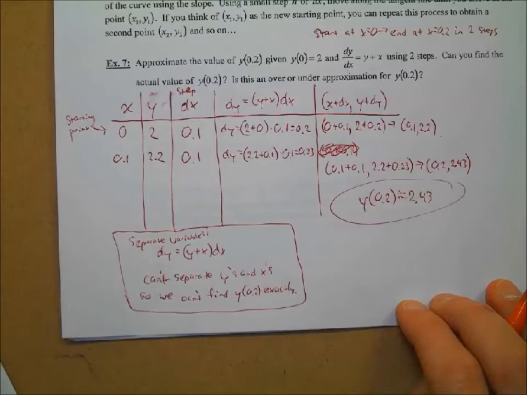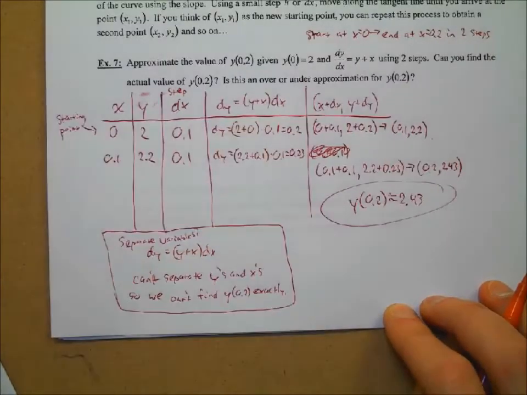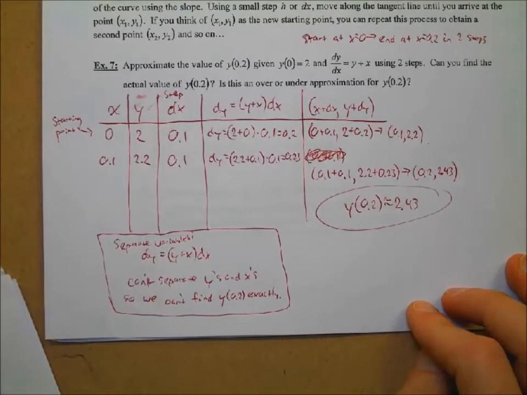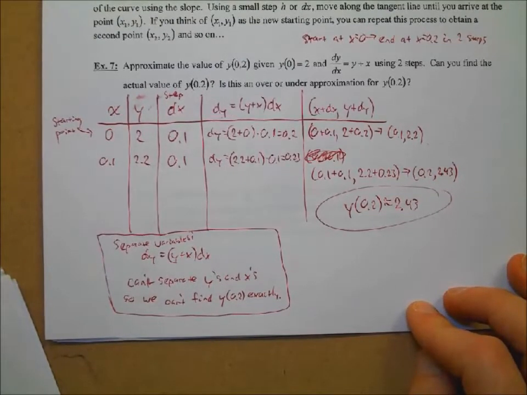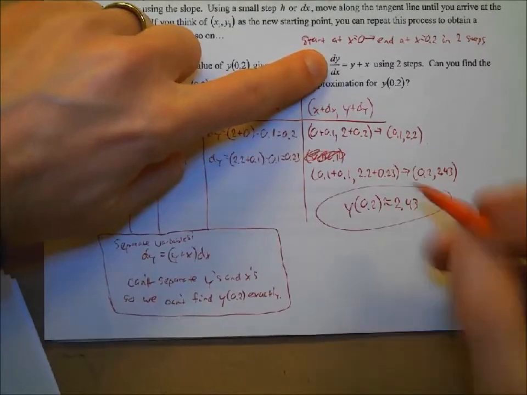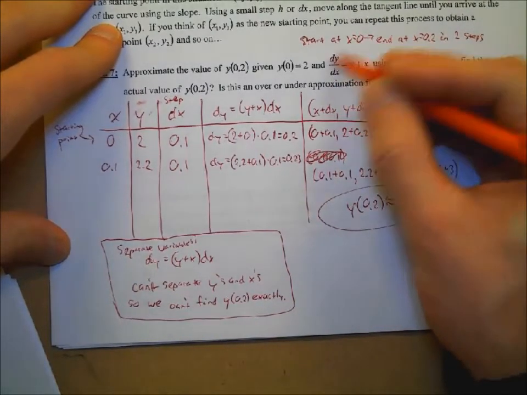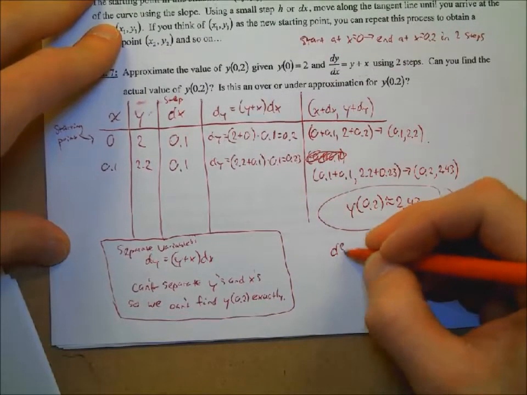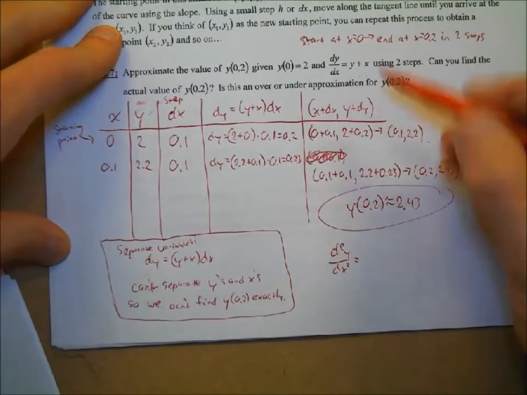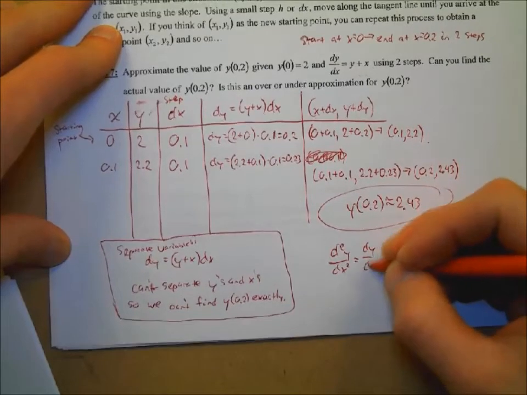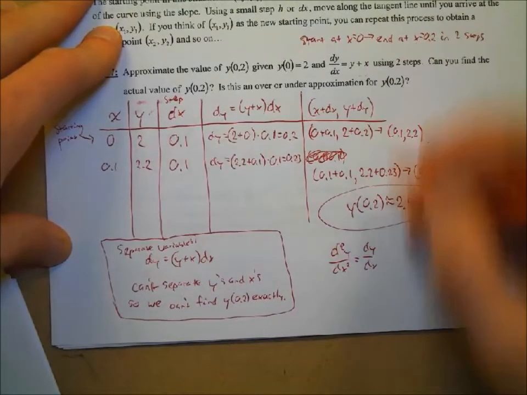We can't do it. But we can determine if our approximation here is an over or under approximation, and it's going to be the same principle as we did before. We want to check the concavity. So again, in order to talk about concavity, we need to be looking at the second derivative. We have the first derivative, so that means we have to take the derivative of this thing with respect to x. So the derivative of dy dx with respect to x is d squared y over dx squared equals, what's the derivative of y with respect to x? dy dx. What's the derivative of x with respect to x? 1.